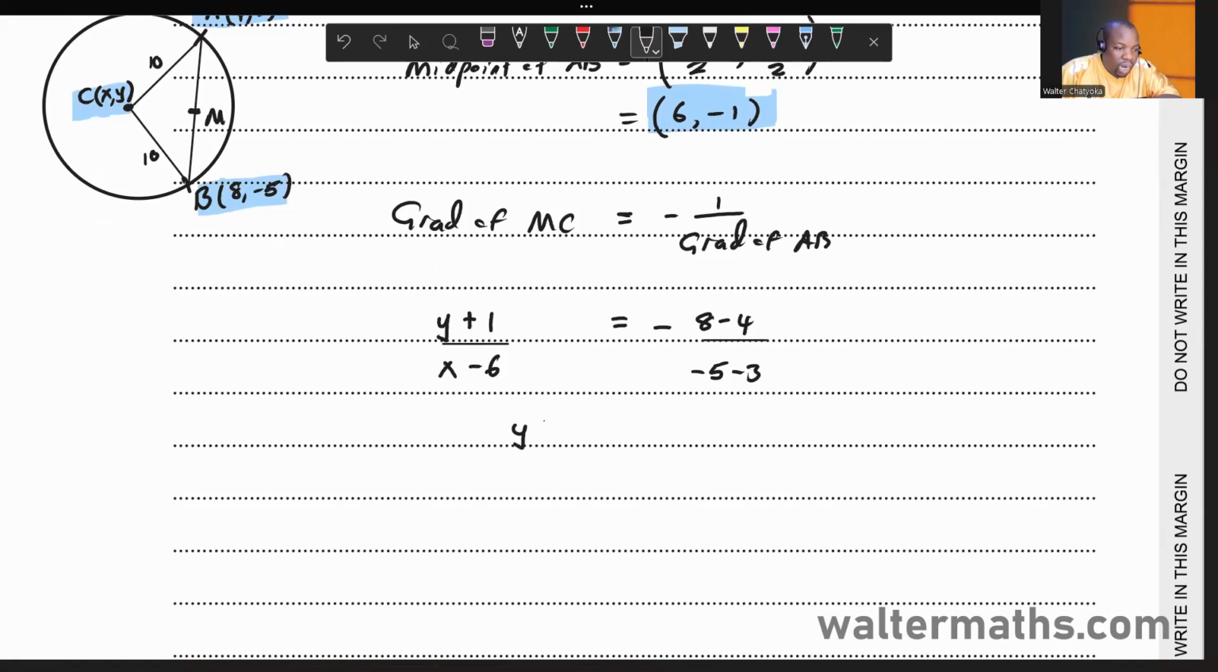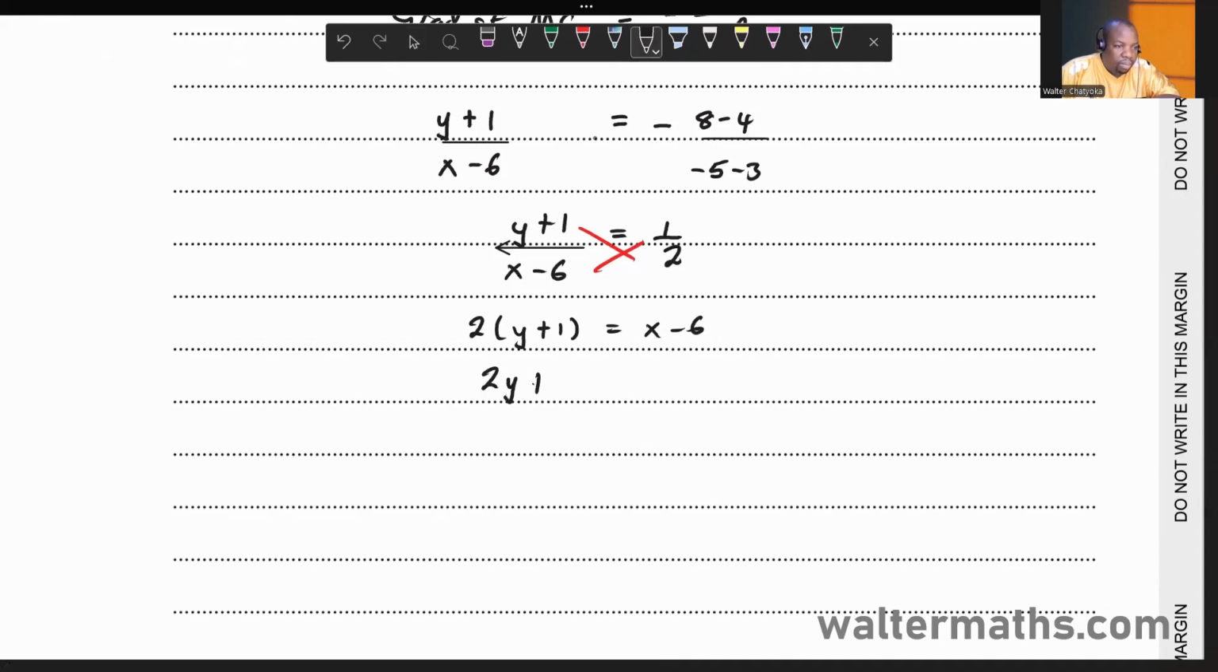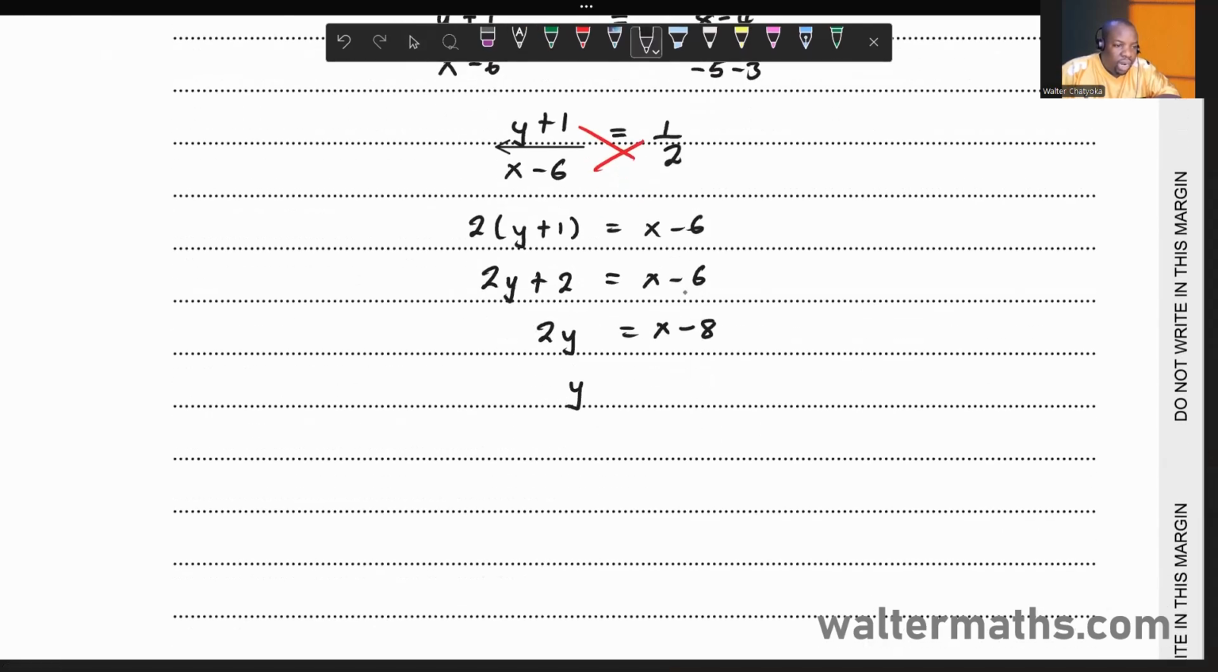So we have (y plus 1) over (x minus 6) is equal to 4 over minus 8, which is minus a half with the other minus, so it's just a half that we got right here, and we can cross multiply. So if we cross multiply, it's 2 of (y plus 1) is equal to x minus 6, right? So it's 2y plus 2 is equal to x minus 6. So it's 2y is equal to x minus 8. Dividing both sides by 2, we get y is equal to half x minus 4.